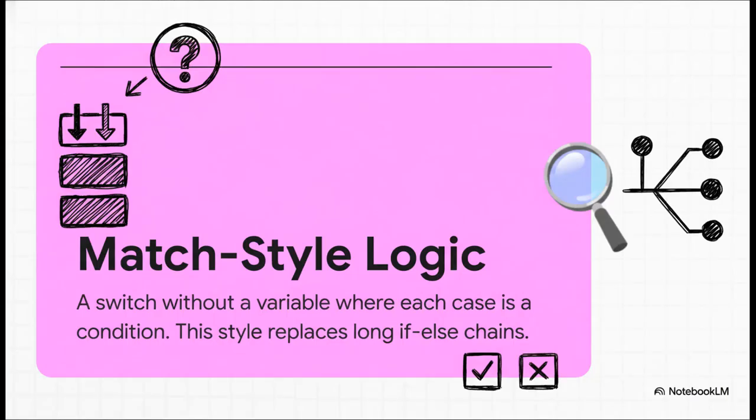This is a switch statement with a little twist. Notice there's no variable right after the switch keyword. Instead, each case is a full-blown Boolean condition. Go checks each case one by one from top to bottom, and the very first one that turns out to be true is the one that gets executed. Honestly, just think of it as a much cleaner, much more organized if-else chain.